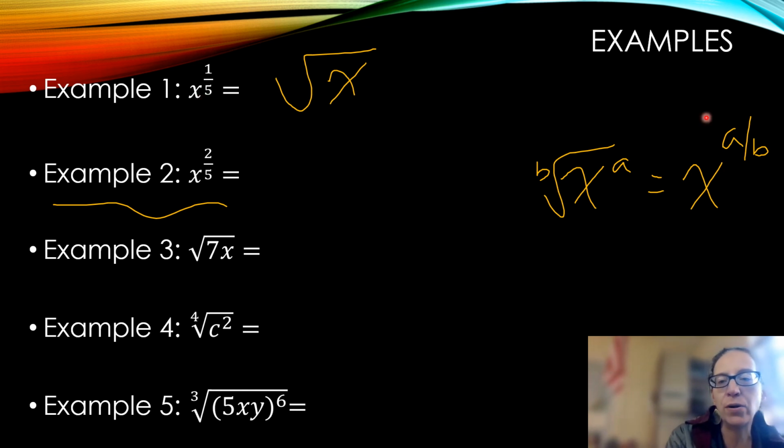The top number or numerator is the exponent. So you might write x to the first power, but you don't have to write the first power. So that goes back to our intro problem. And then our denominator will be the index. The b is going to be the index.